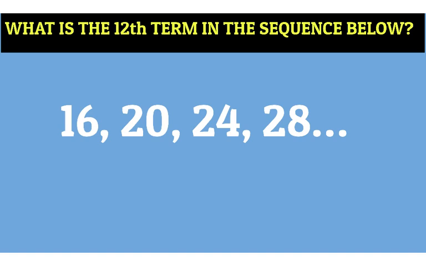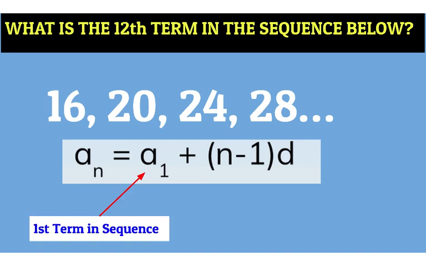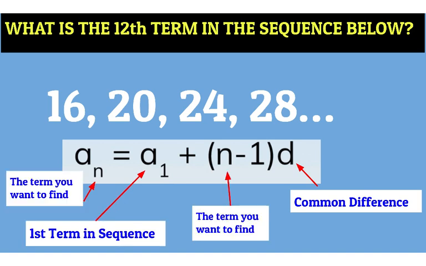So what if they ask you to find the 12th term in the sequence? We're going to use this arithmetic formula. It looks complicated, but when we break it down, it really isn't. For example, the A1 that you see, that's just the first term in the sequence. And we know it's 16, so we replace it with a 16. And the next thing we need to know is that D, which we already found. We know it's the common difference, and it would be 4. And we replace the D with 4. And the N is just the term you want to find. So in this case, it would be 12.